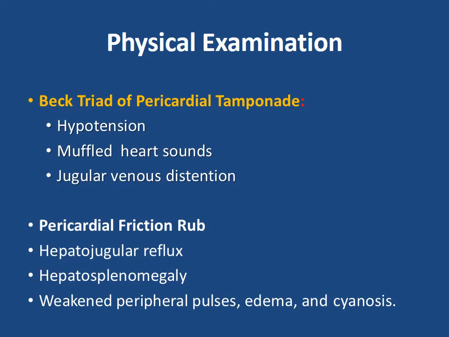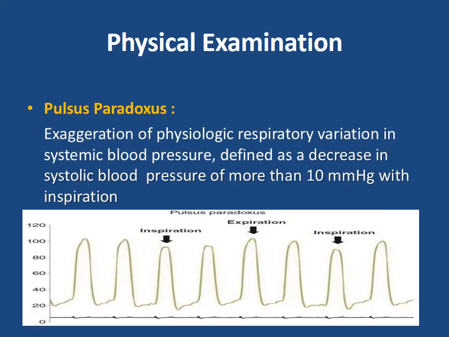Other physical signs which may be detected are pericardial friction rub, hepatojugular reflux, hepatosplenomegaly, weakened peripheral pulses, edema and cyanosis. Pulsus paradoxus is an important sign during the physical examination of pericardial effusion or pericardial tamponade. It is an exaggeration of the normal physiological phenomenon. Normally, the systolic blood pressure falls during inspiration. If the systolic blood pressure decreases more than 10 mm of Hg during inspiration, it is called pulsus paradoxus.